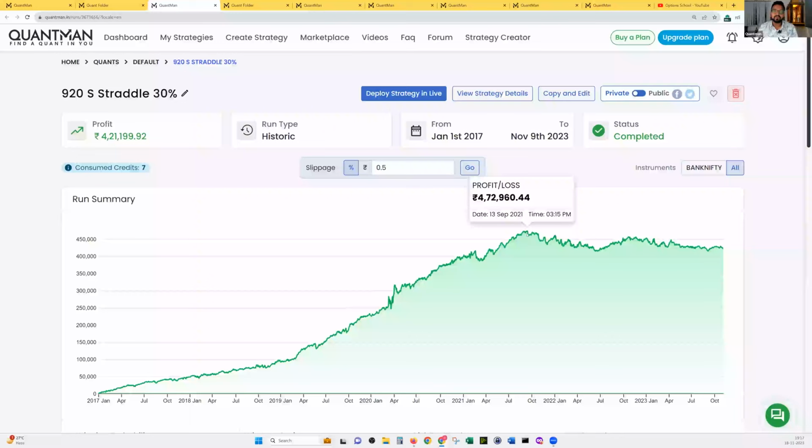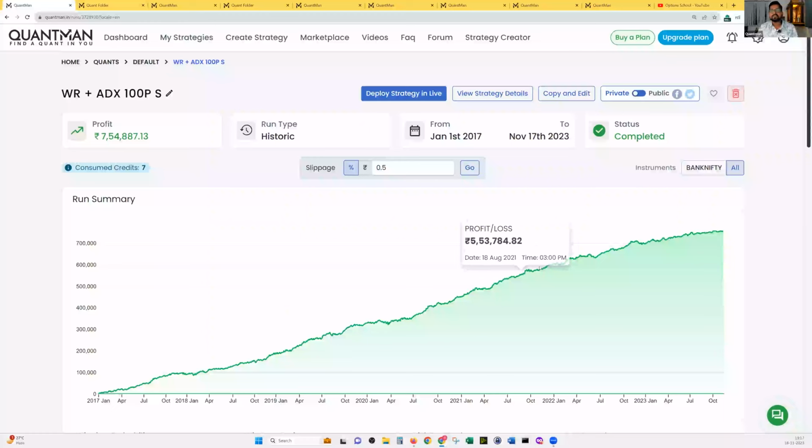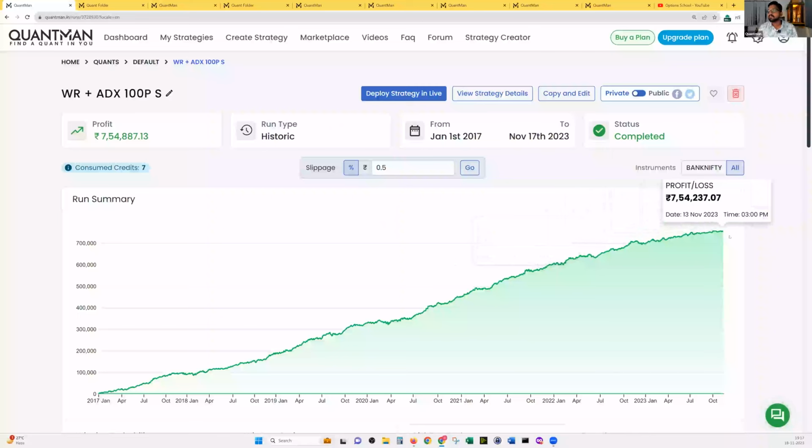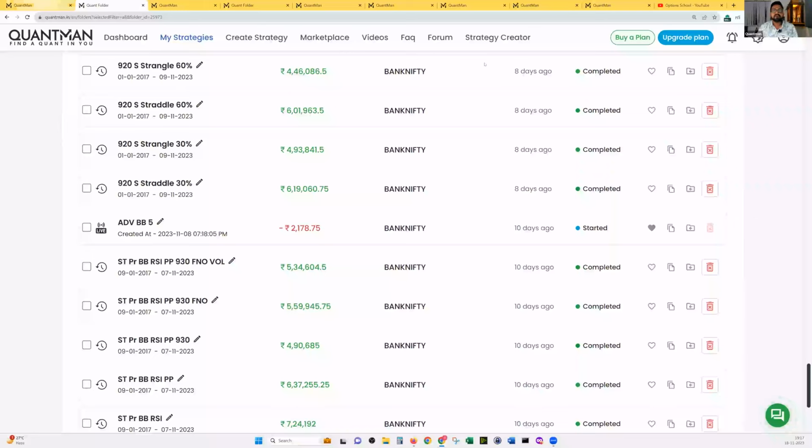On the other hand, for a similar sort of strategy, if we take it from September 2021, we can see this strategy has performed. This is why we want to use these indicator based trading strategies. For option selling also, we use the same.